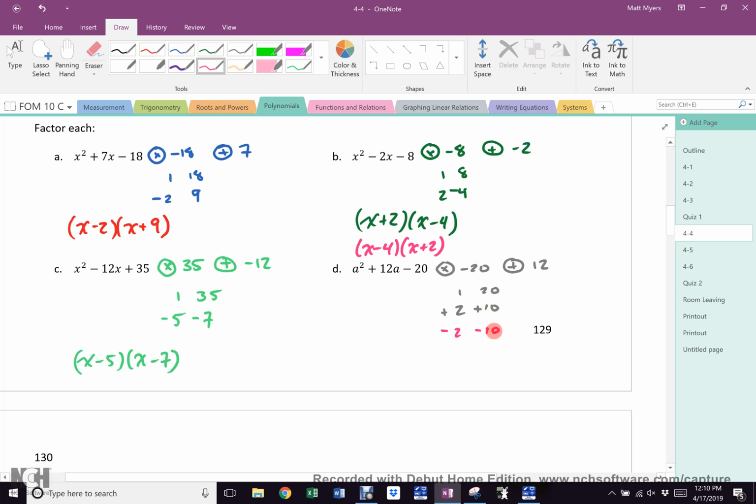Negative 2 plus negative 10 is? Negative 12. But I needed what? Positive 12. Okay, damn it. It can't be that one. You're not getting me, Myers. It's negative 2 and positive 10, because negative 2 times 10 is negative 20. I got you. No, because what's negative 2 plus 10? 8. It's not 12. Myers, you're pissing me off. It's 2 and negative 10, because 2 times negative 10 is negative 20. I got you. Except what? Is negative 8.